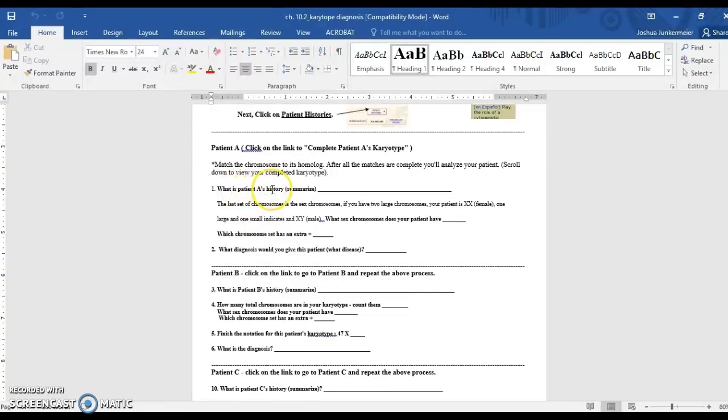It says, what is patient A's history? So you summarize what's the life history, what's the past, or what do we know about this patient, right? And that could be their complaints, their physical problems, or just about their parents or the individual themselves, right? Any information that's important about that person. And that's on the website. So let me show you how that works.